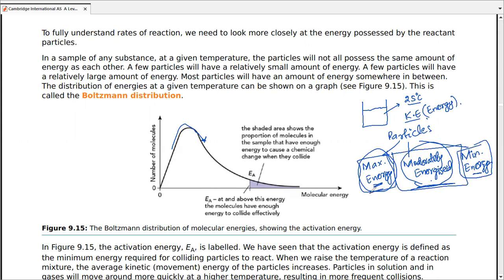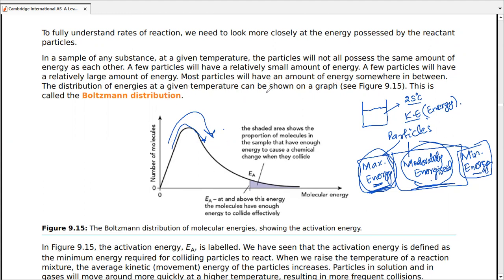All right, so they are going to be converted into products really easily. They don't even need more energy. They don't even need a push. Minimum energy particles are not going to be converted into products even with a small push, since the push they require is much bigger than what we can have over here. Moderately energized are the ones to which we can provide a little bit of energy and they would be able to go over the hump. So that's a good kind of explanation as per Boltzmann distribution.